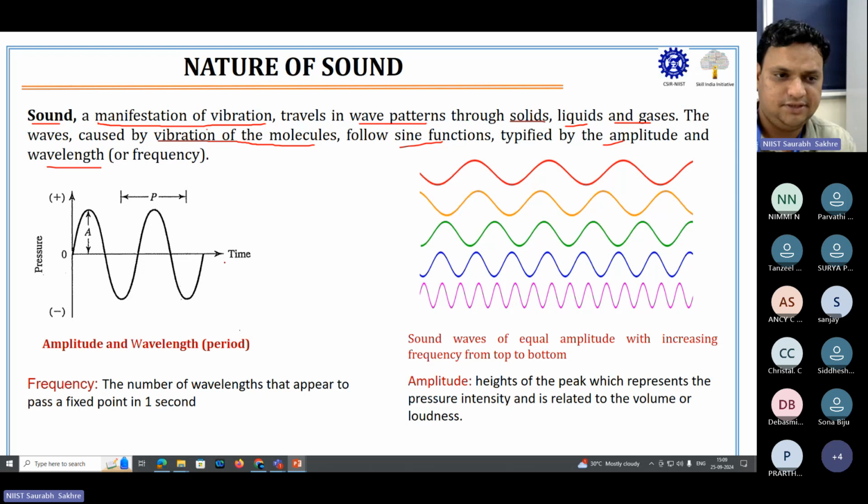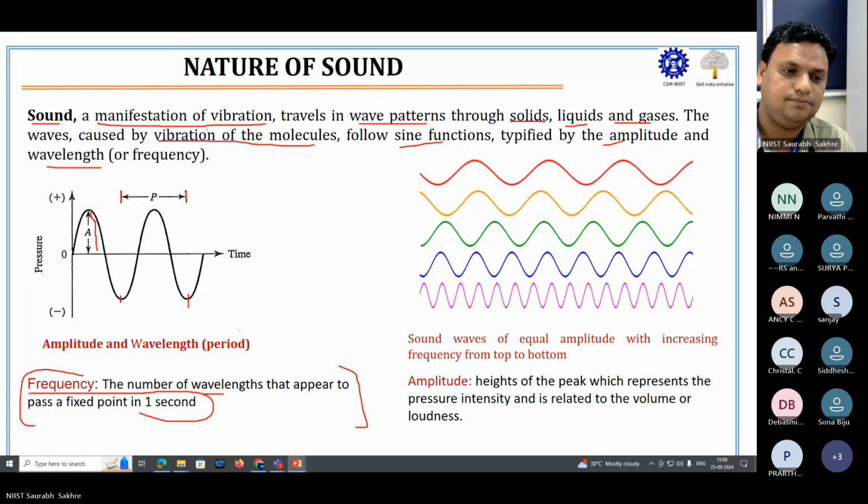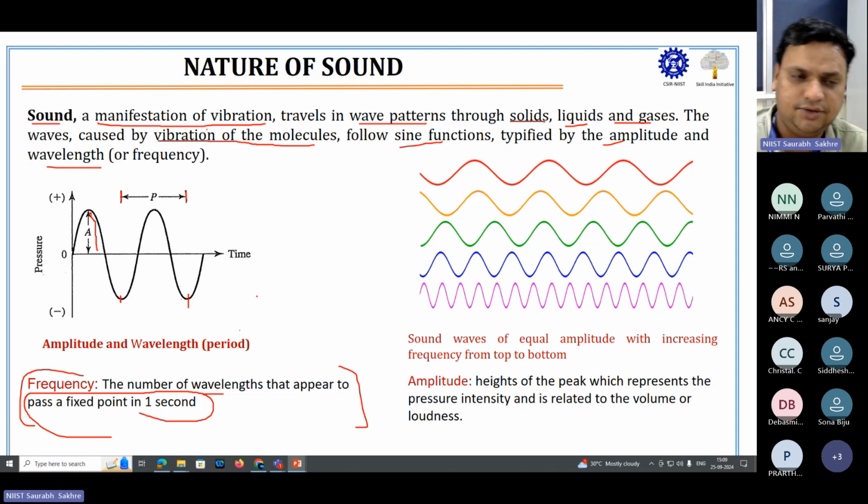So you can see here, this is time and this is amplitude. The higher it goes, the more the amplitude. And this is period T, and this is the pressure of the noise. Between these two consecutive crests, it will be period T. And what will the frequency of noise be? The number of wavelengths that appear to pass a fixed point in 1 second, or maybe 1 minute, any unit of time you can take, that is frequency.